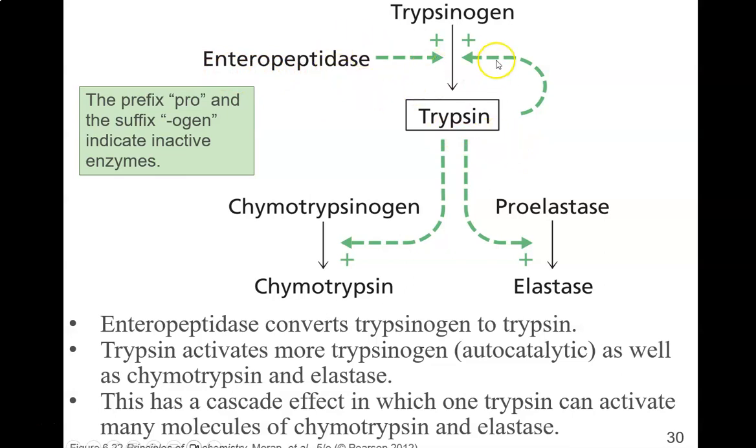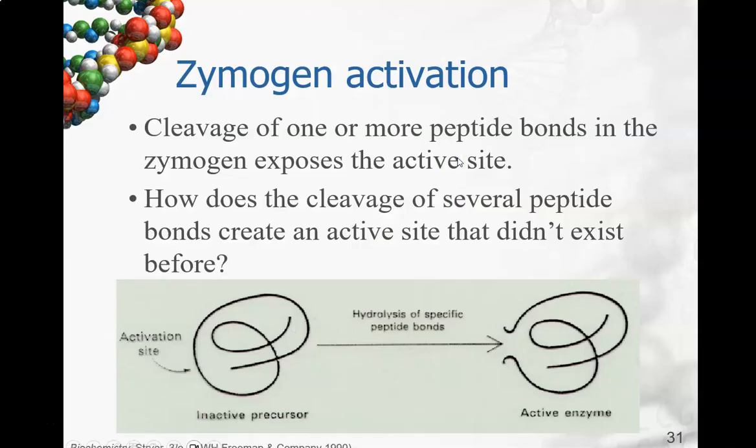So the enteropeptidase activates the trypsinogen to trypsin, and then trypsin can go and activate more of its neighbors. It can also activate chymotrypsinogen, which is the inactive form, to chymotrypsin, and proelastase, that's the inactive name for elastase. So this has a cascade effect where once you activate one trypsin, you can activate tens or dozens or hundreds of chymotrypsin and elastase. So how does this work?